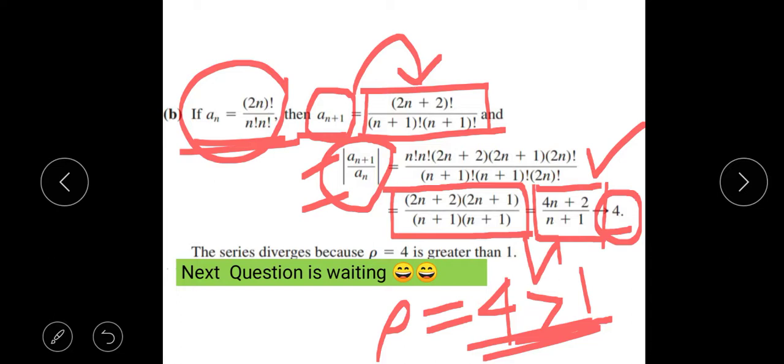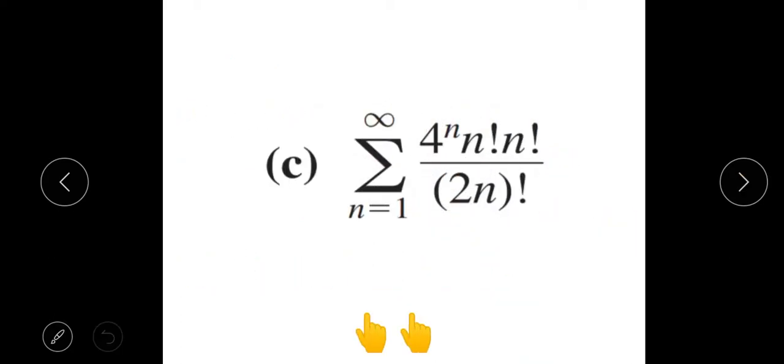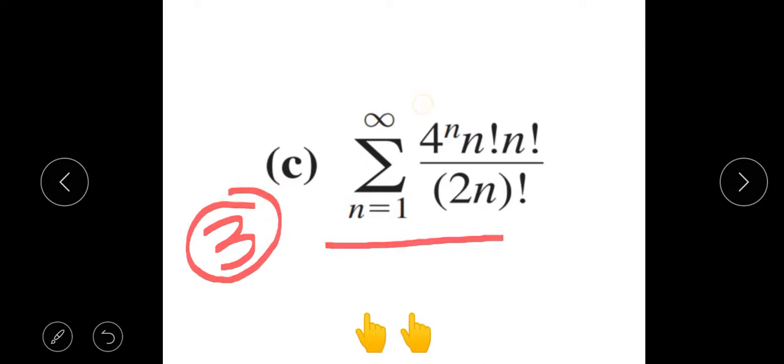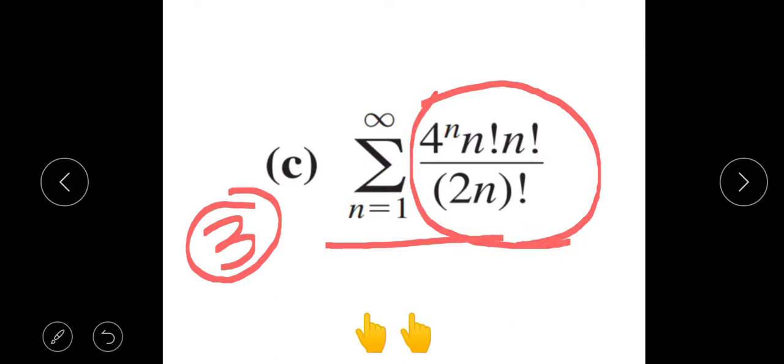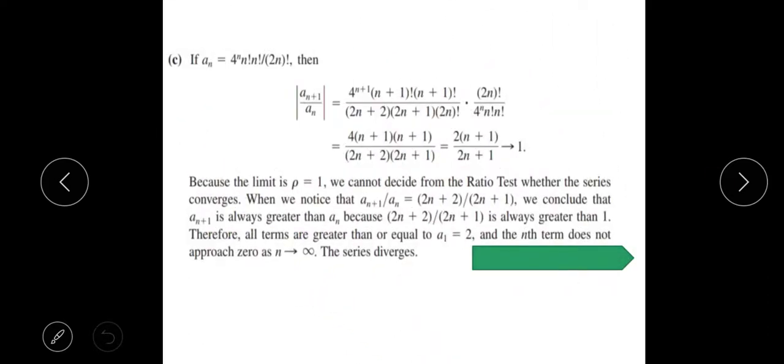Now let us see the third question. Here is the third one. You see that n equals 1 to infinity, and in the place of an, the expression is 4 raised to n multiplied by factorial n multiplied by factorial n upon factorial 2n. Now see the solution.